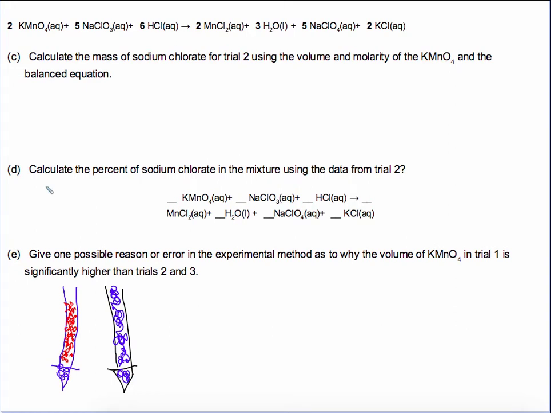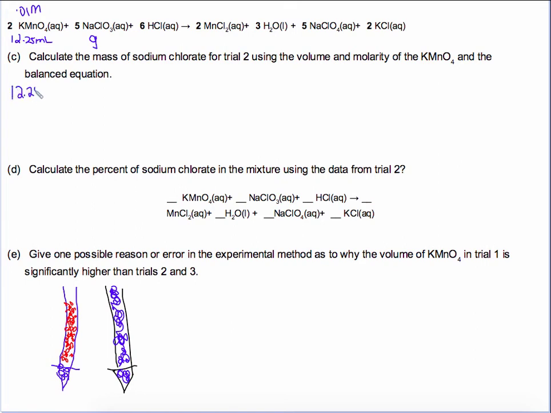But anyway, this says calculate the mass of sodium chlorate. So we're trying to get the grams of this, using the volume and the molarity, and they want us to use it from trial 2. In trial 2, this is 0.01 molar, and this is 12.25 milliliters. So what they're saying is when you add 12.25 milliliters of this, it reacts with all the grams of this sodium chlorate. Anyway, they want us to calculate that.